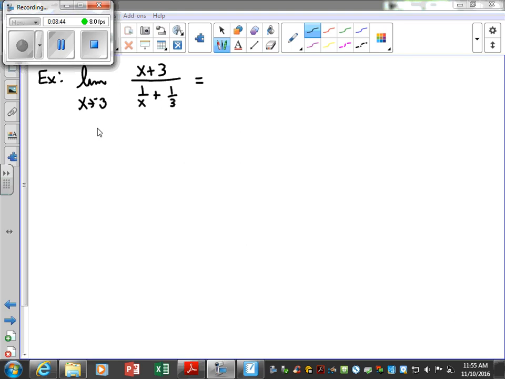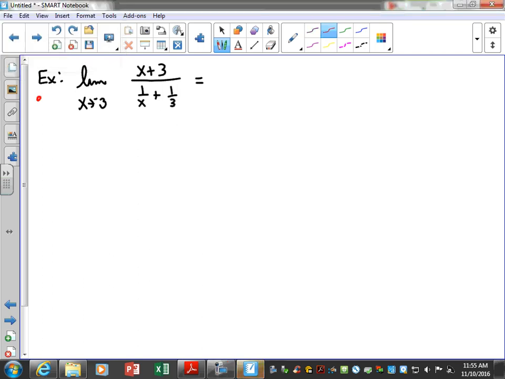Okay, given this, if we substitute negative 3 in and we simplify this, we are going to get 0 over 0. Okay, so we need to do some factoring or some algebra or rationalizing. More than likely we're probably going to rationalize here, but it's not quite ready for that yet. Let's go ahead and condense this.